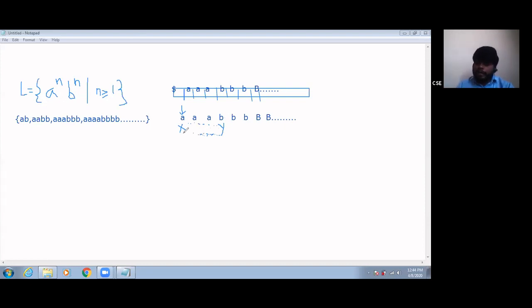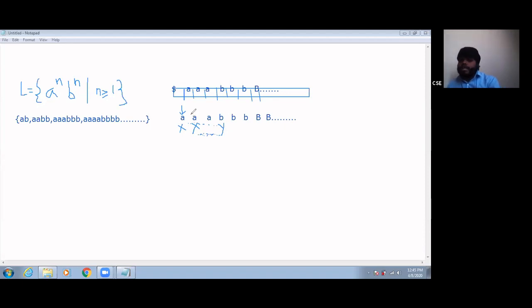Whenever X is encountered, what do I need to do? I need to move right hand side. The second A I need to replace with X. Again I will move right hand side. While moving right, if Y is encountered, any number of Y's, you have to move right hand side only.